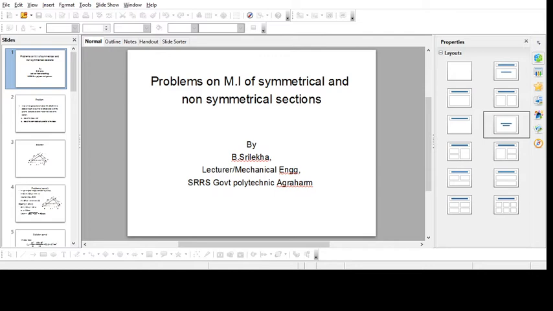In today's class, we will be doing a few problems of some symmetric kind and some non-symmetric kind. So the first problem is: a bar of triangular section of sides 100 by 80 by 60 mm is placed in such a way that its longest side is on the ground. Calculate the second moment of area of the section about the base and about the centroidal axis.